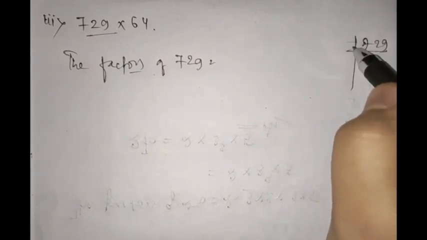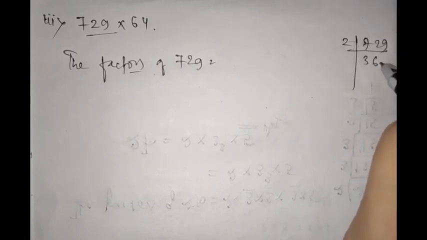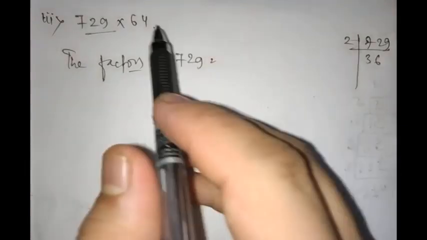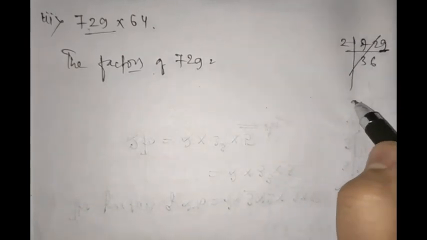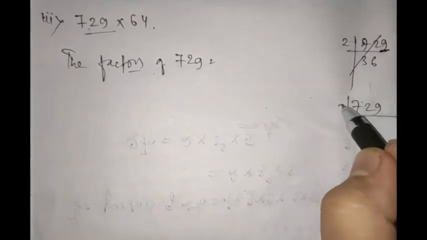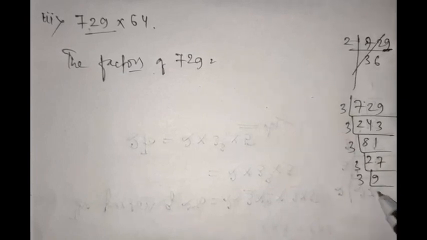So I'll be starting with 2 first. 2 3s are 6, 2 6s are 12, and it is 729. So 2 is not possible, right? Because 9 is at the end, so you cannot use 2. So I'll be using 3 here. 3 2s are 6, 3 4s are 12, 3 3s are 9. And again 3 8s are 24, 3 1s are 3. Now 3 27s is 81, 3 9s are 27, 3 3s are 9.